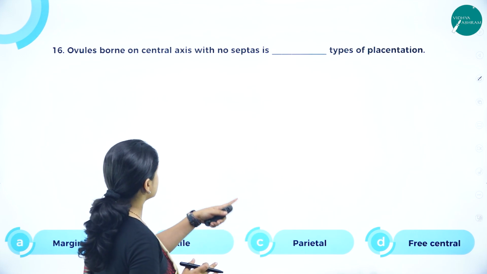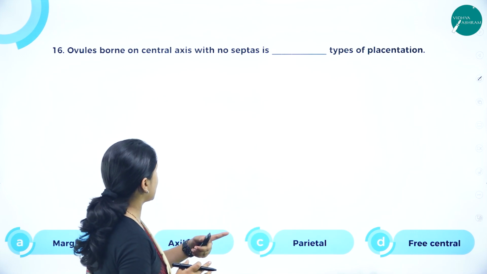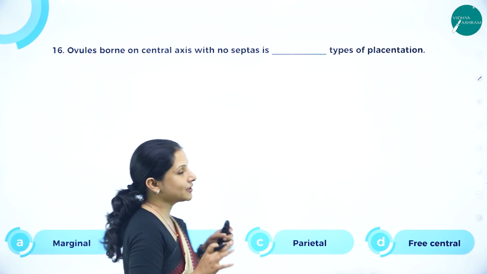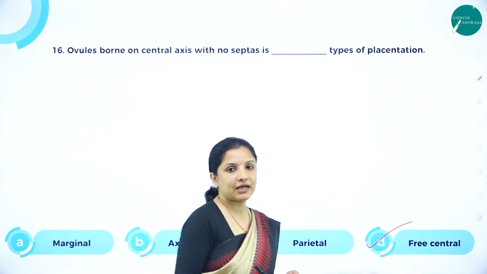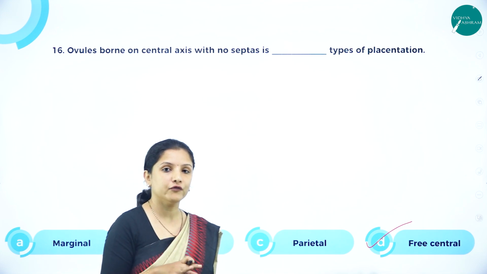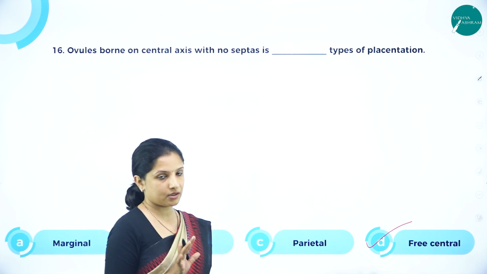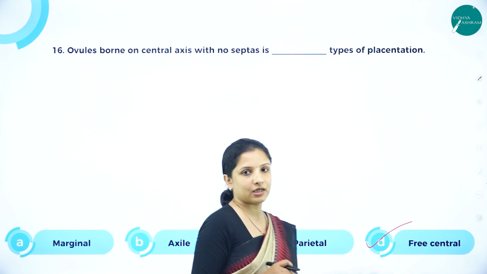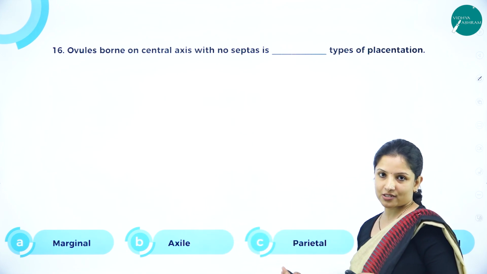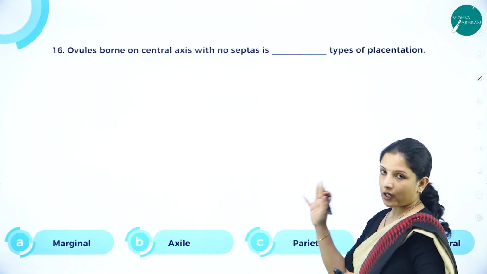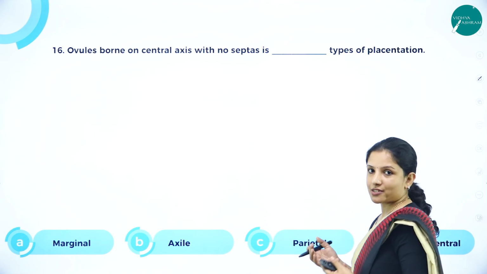Option D, free central. Free central is a type of placentation in which ovules are borne on the central axis and there are no septa there. So, that is why the arrangement of ovules is free central in that particular case. So, here option D is the right option. Based on other placentations also, questions can be framed. I've just put one here.